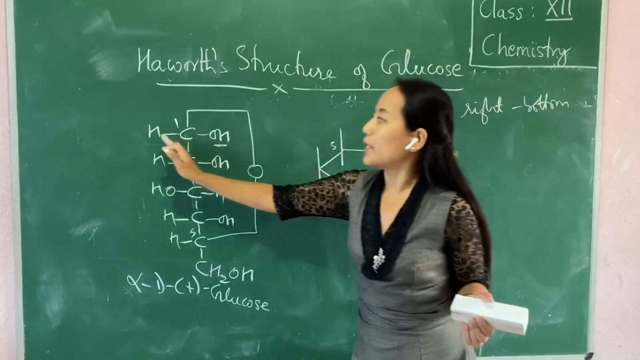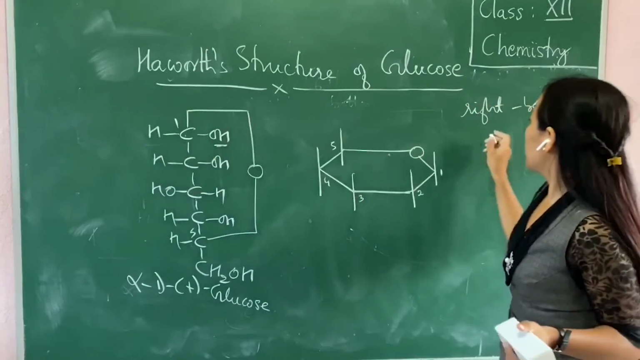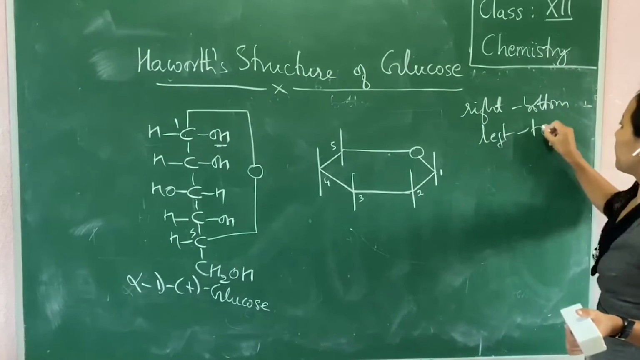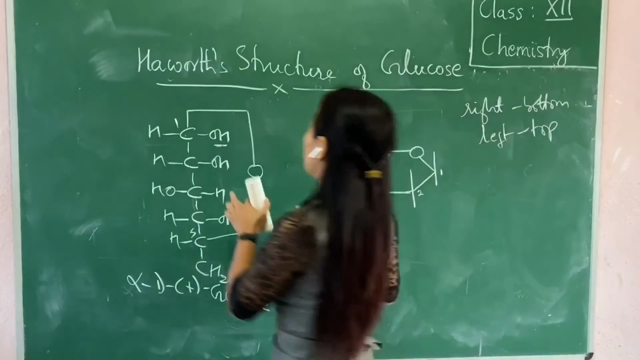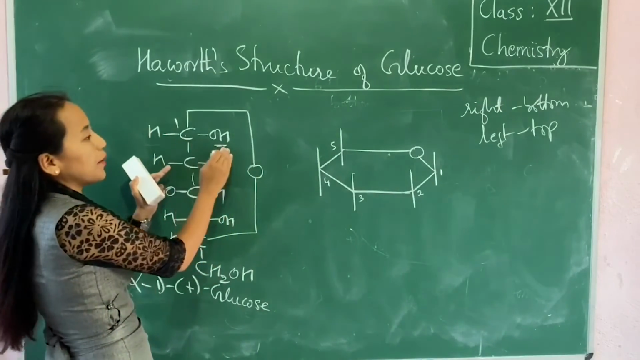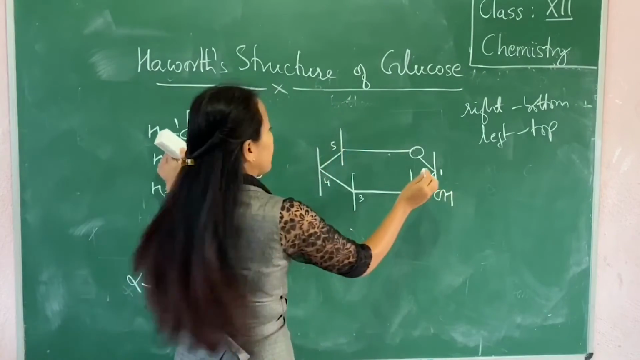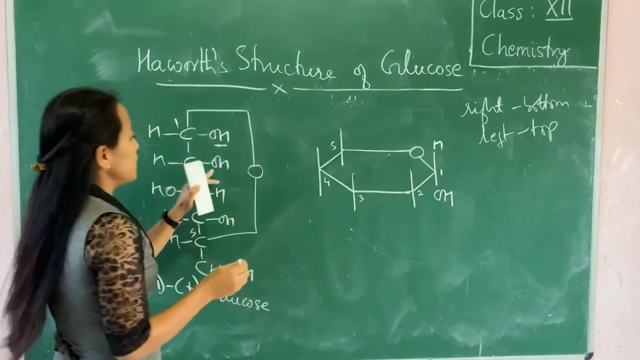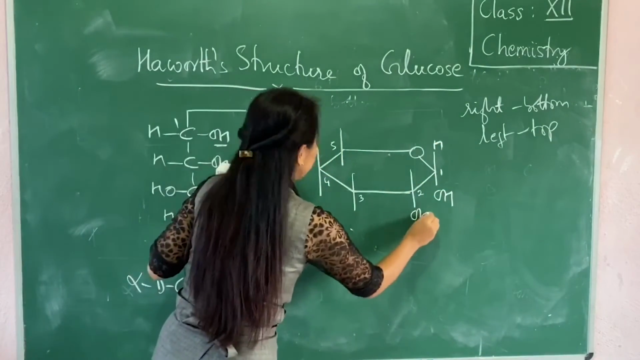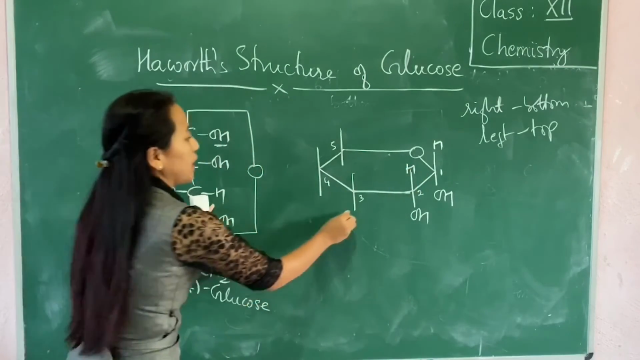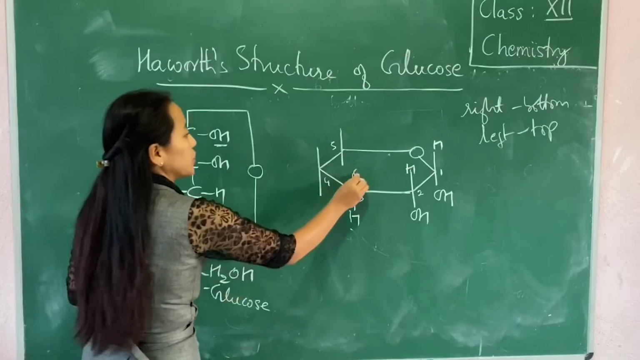Whatever is on the left will come on the top. Left on the top. Now let's arrange these groups. OH on the first carbon is on the right, so therefore OH on the bottom and then hydrogen on the top. In this case again, OH on the bottom and hydrogen on the top. And then you have hydrogen at the bottom and then OH on the top.